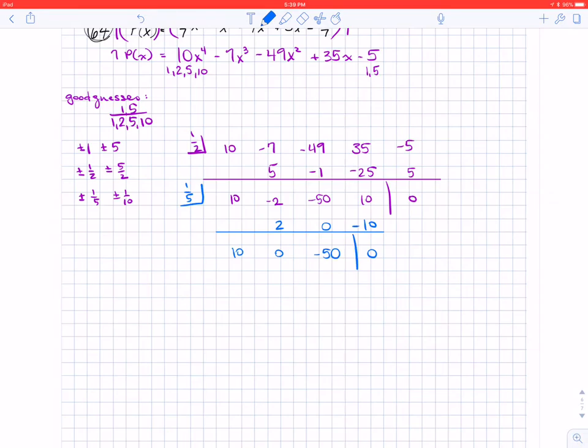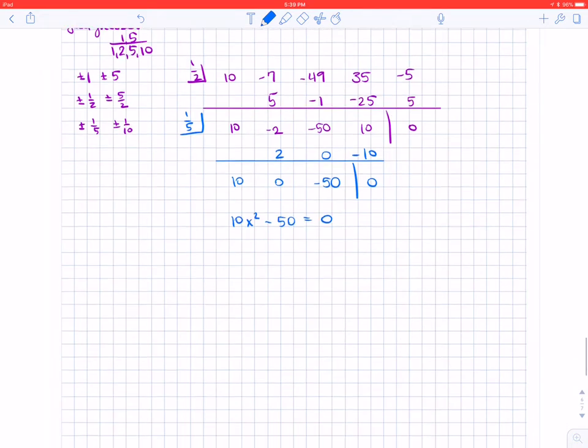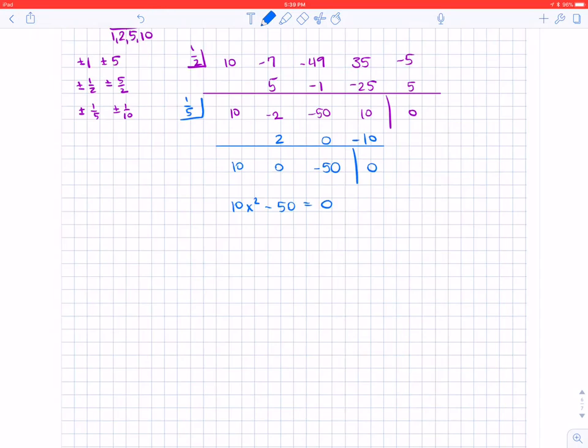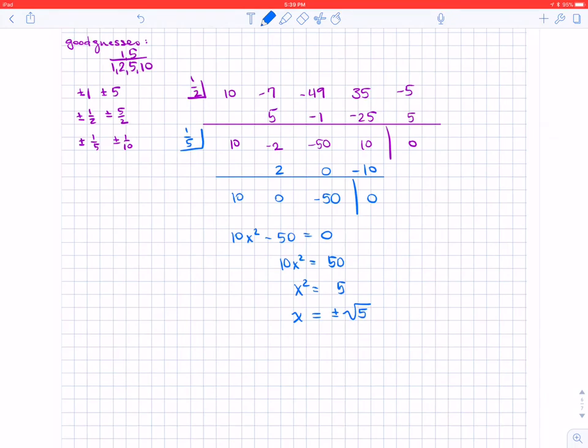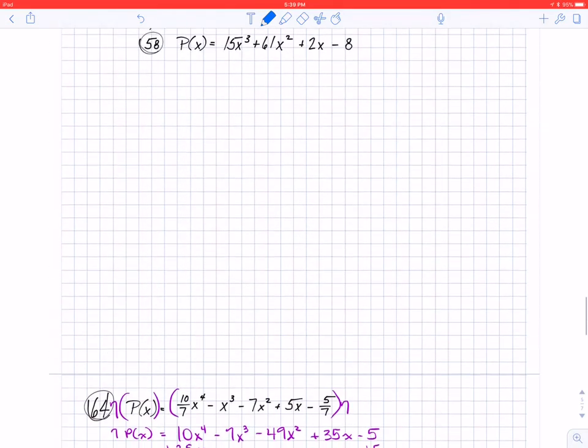And thankfully now we have our quadratic equation. So we have 10x squared minus 50 equals 0. You can use the onion layer method on this one. So add 50 to both sides, divide by 10, and then take the square root. Don't forget your plus or minus. So now I actually have all 4 of my zeros, and that is going to be part of the directions here.